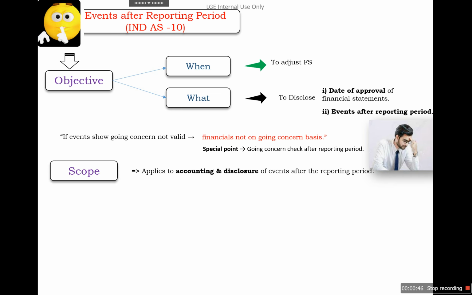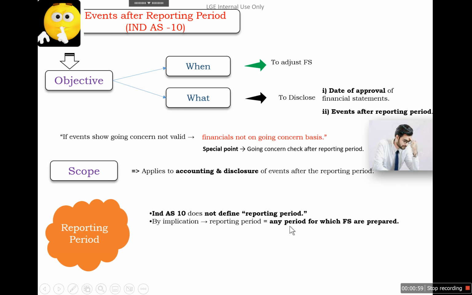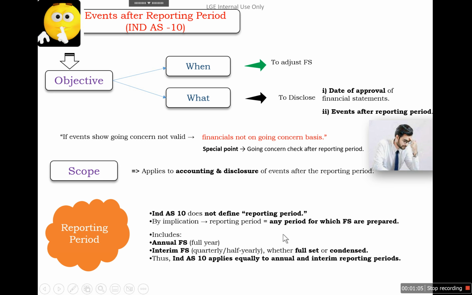The scope of Ind AS 10 is the accounting and disclosure of the events that have occurred after the reporting period. The reporting period, which we have seen in multiple line items, is not defined in Ind AS 10, and it is any period for which financial statements are prepared, whether it is the annual financial year period or interim periods. Thus, Ind AS 10 applies equally to annual as well as interim reporting periods.